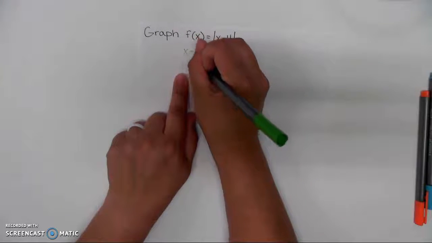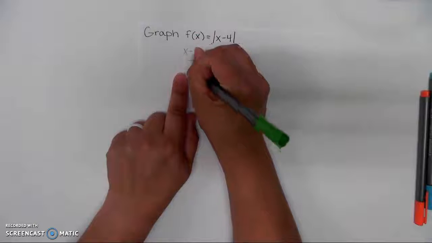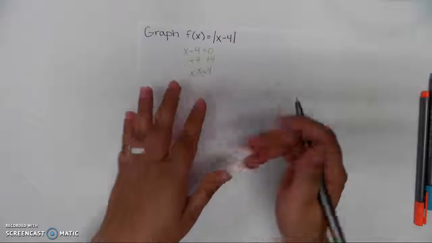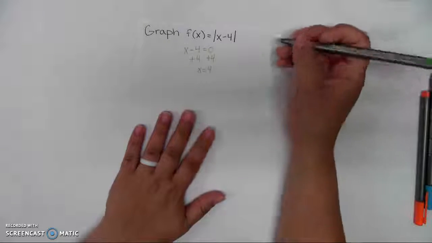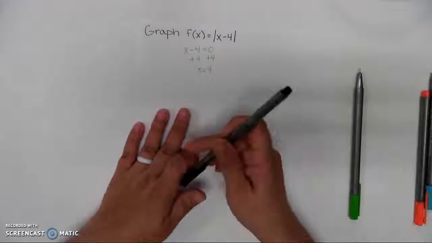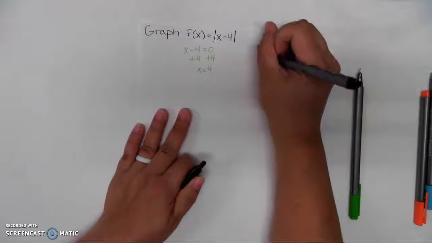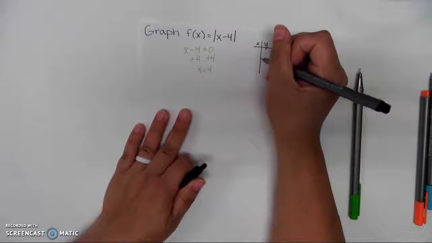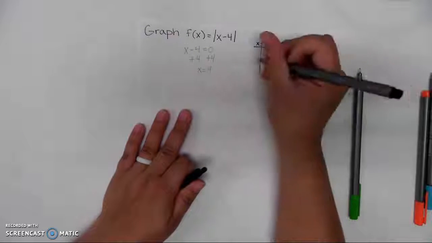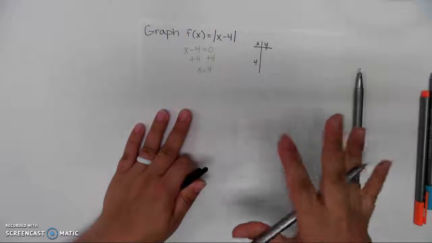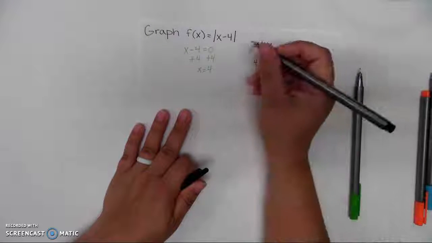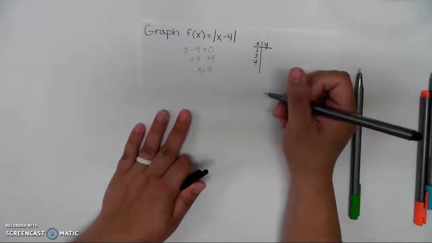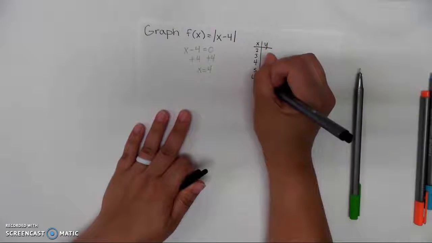I'm going to do plus 4 on both sides, so x equals 4. So x equals 4 is what I like to call the pivot point. Now I know where to situate the V, or what numbers to plug in for my x. I'm going to give myself at least 5 points on this graph. I'm going to pick two numbers below 4, which would be 3 and 2, and two numbers above 4, which would be 5 and 6.